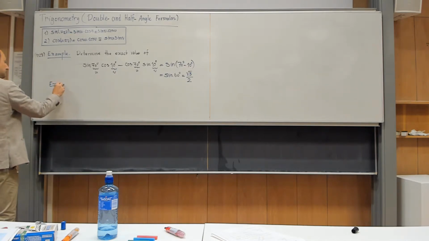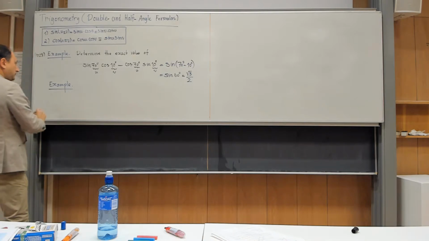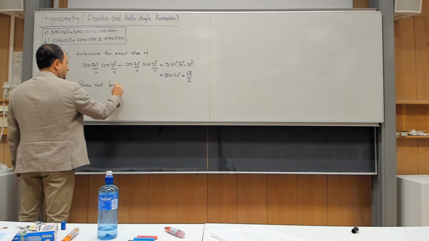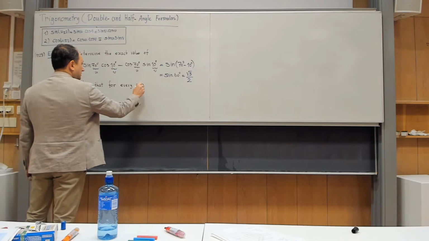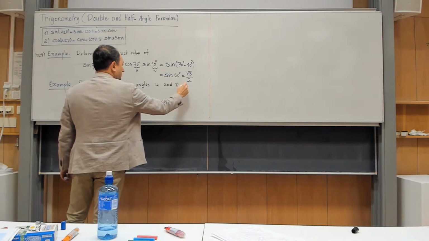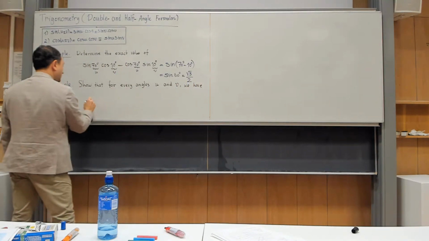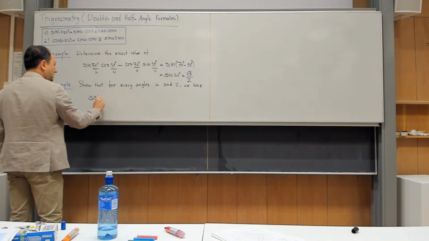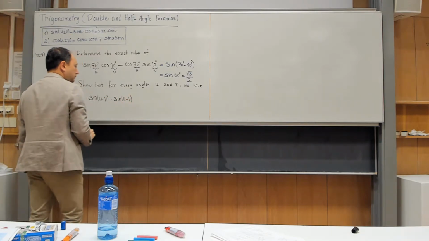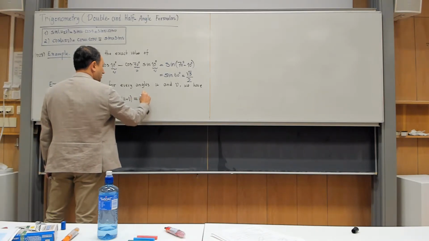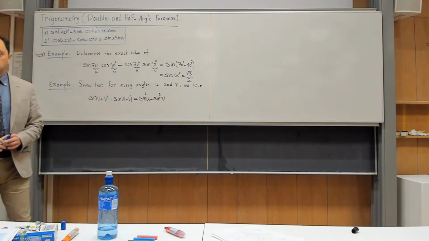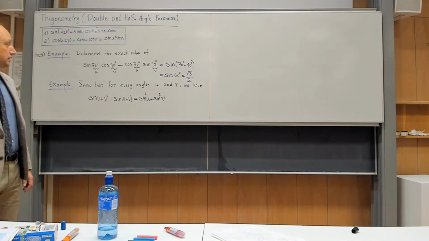So example, show that for every angles u and v, we have, this is a nice relation. It's sine of u minus v multiplied by sine u plus v. We want to show that this becomes sine squared of u minus sine squared of v. Okay, so this is something that we want to show.